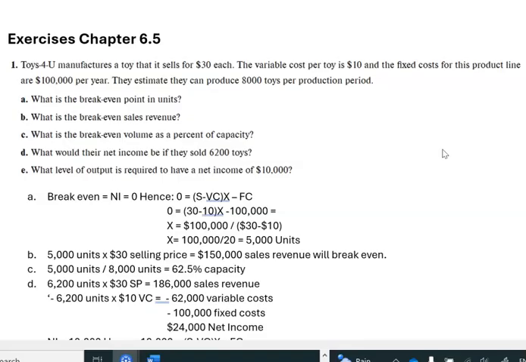Okay, so where it says 30 minus 10 x, put the 5,000 in there and make sure that it does work out. So 30 minus 10 is 20. 20 times 5,000 is 100,000. Minus 100,000 gives you 0. So we know it's correct.